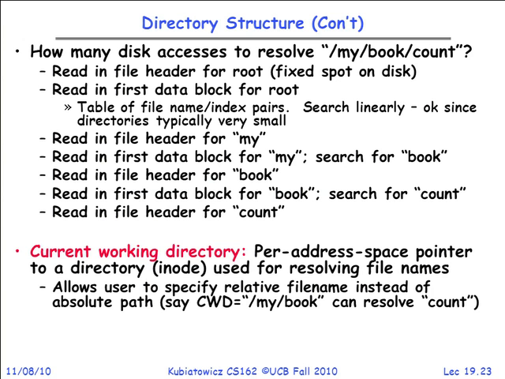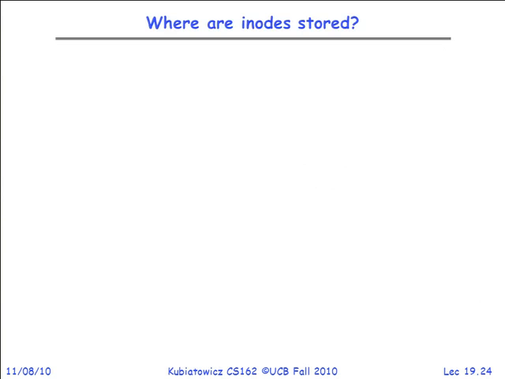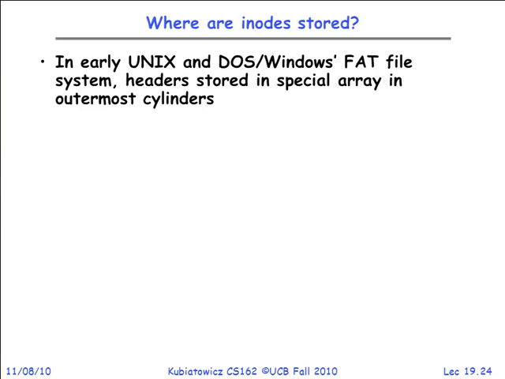All right. So where are the inodes stored? Well, in early Unix and the FAT file system, headers are basically in a special array in the outermost cylinders. This has the positive effect that the outermost cylinders are the fastest ones, the highest bandwidth. It's got a lot of negatives. What are some good examples of negatives for this structure?